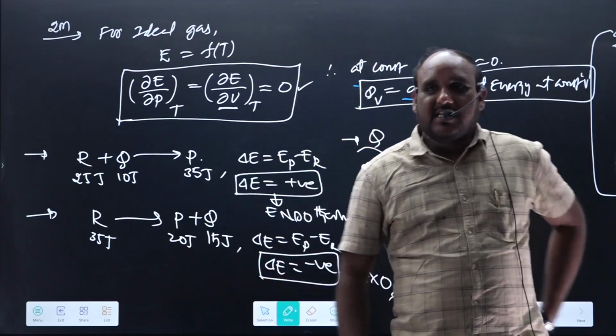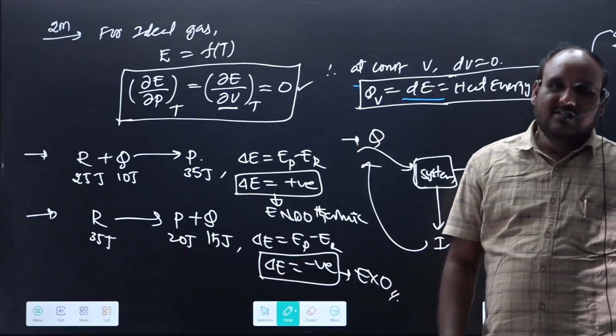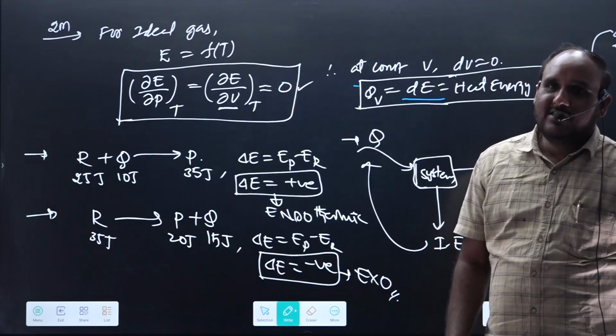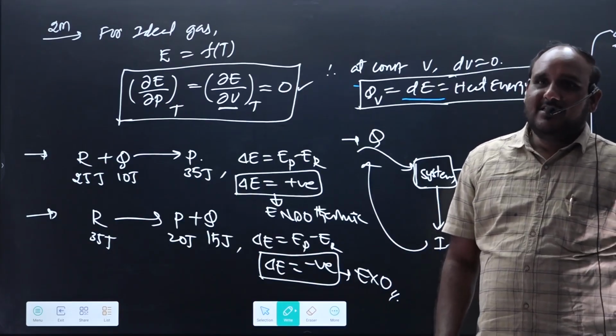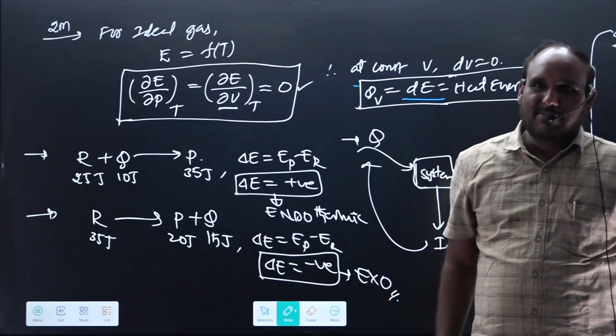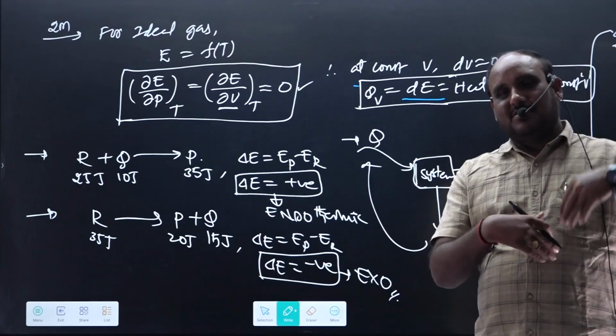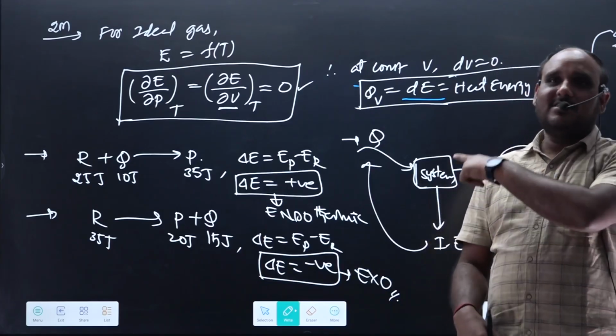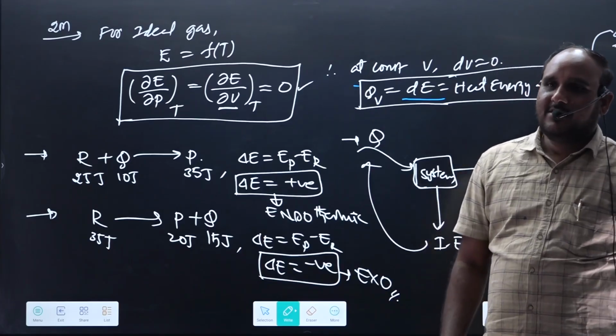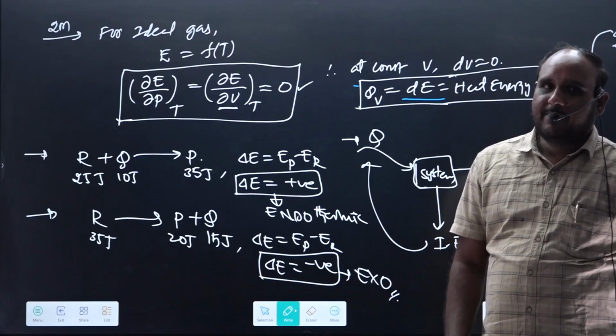How will internal energy be correlated with heat energy? If we understood heat energy properly, this is very easy. At constant volume, whatever heat there is will be considered as internal energy. Understand? Right.